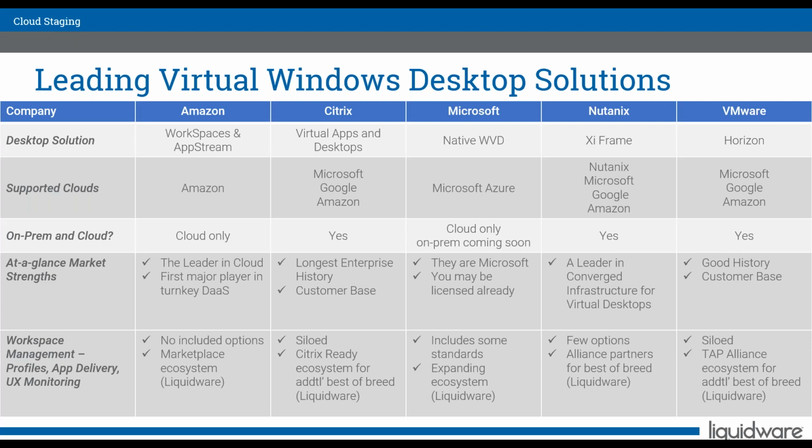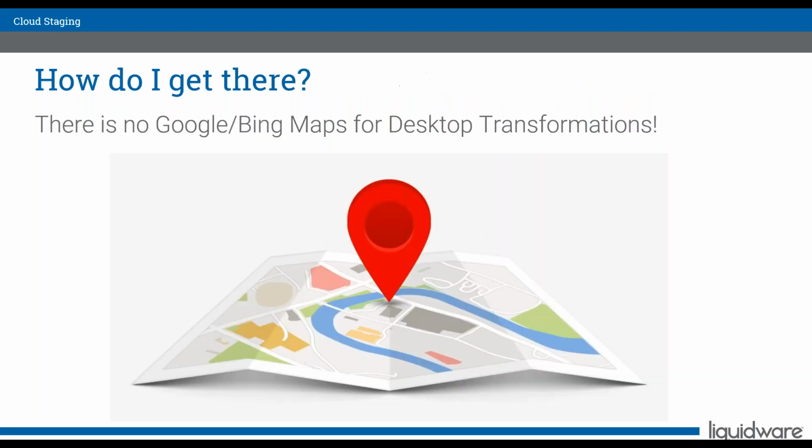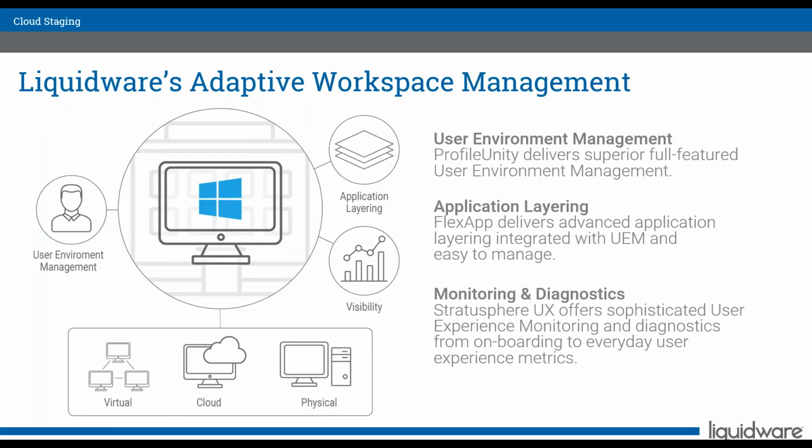After all, these vendors don't really want to help you get off of their solutions and into something else. Whereas Liquidware, we're Switzerland. Whatever you choose as a customer, we want to help you get there, right? And we're partners with all of these organizations, but we're the best advocate for our customers and for our partners that are implementing these solutions. So those are some great solutions. But again, I alluded that we can help you get there. There's really no Bing Maps or Google Maps to help you for desktop transformations, and that's exactly where Liquidware comes in with our adaptive workspace management.